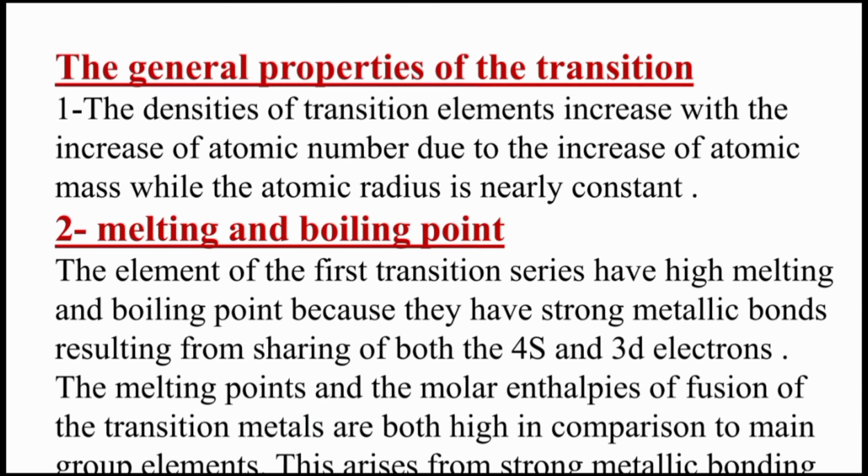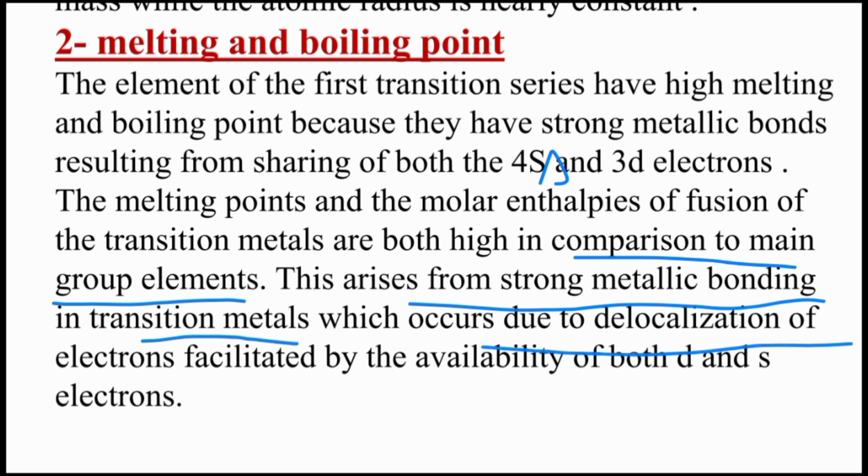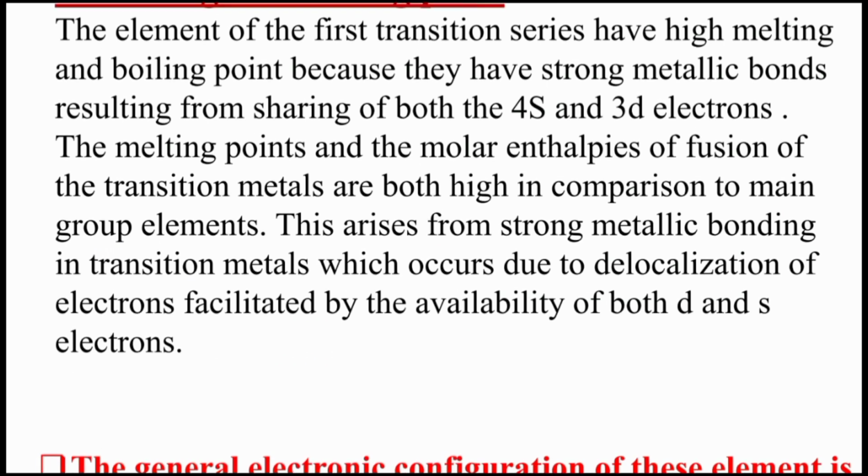General properties of transition elements. Densities of transition elements increase with increasing atomic number due to increasing atomic masses, while the atomic radius is nearly constant. Metallic melting and boiling points: the elements of the first transition series have high melting and boiling points because they have strong metallic bonds resulting from sharing of both the 4s and 3d electrons. The melting points and the molar enthalpies of fusion are both high in comparison to main group elements. This arises from strong metallic bonding in transition metals, which occurs due to delocalization of electrons facilitated by the availability of both d and s electrons. So they have high melting and boiling points.